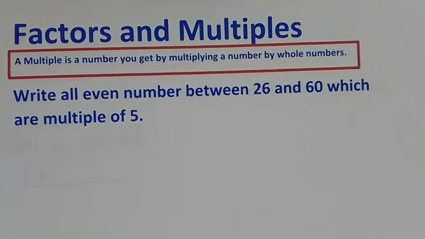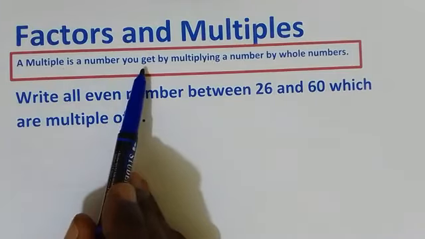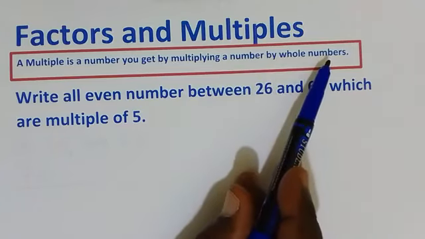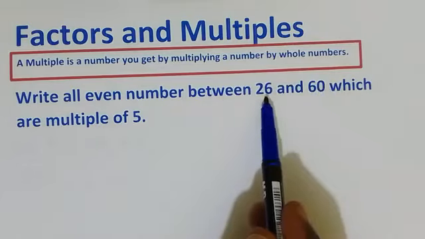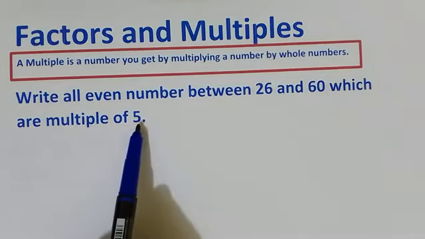In this question, we need to know two things. We need to know what is an even number. Even numbers are numbers that are divisible by 2 without leaving a remainder. And a multiple is a number you get by multiplying a number by whole numbers. Now we need the even numbers found between 26 and 60, which are multiples of 5. That means the numbers are divisible by 5.